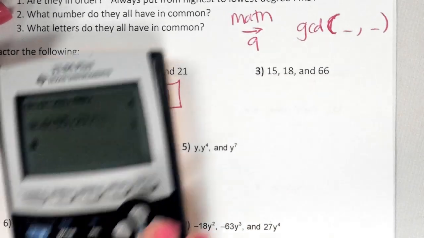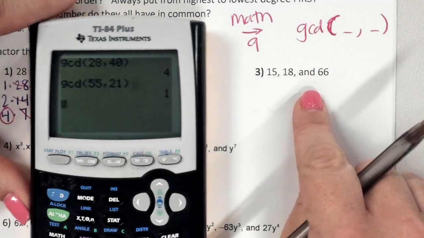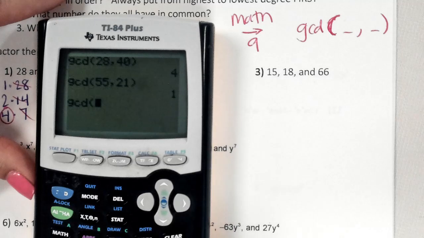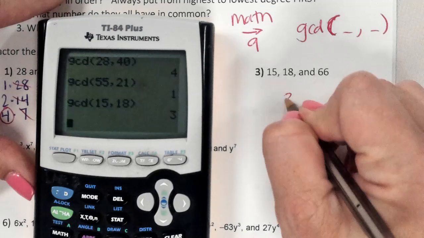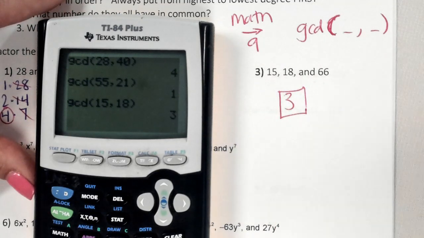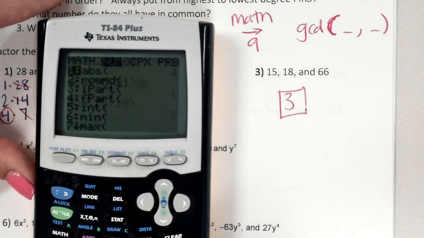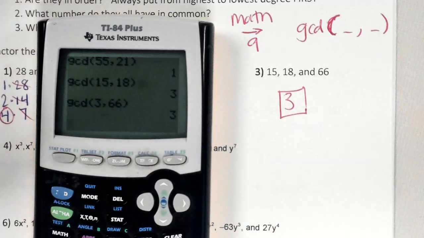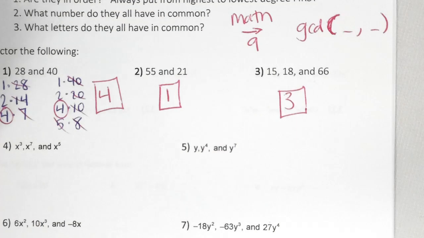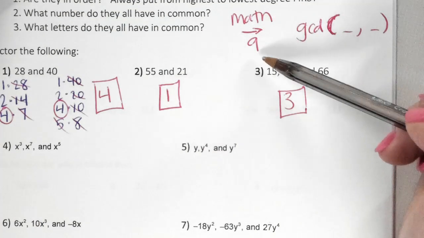Okay, so now I said we can only type 2 in this. So to do this one, I'm going to show you math, right, 9, 15, comma 18. And there's 2 ways to do it. We know that 3 is the GCF. Does 3 go into 66? Then 3 is your answer. Or if it's something that you're not sure about, you do math, right, 9 again. You take your GCF of the first 2, comma your third number, and it'll give you the final GCF, which is still 3. Okay? Any questions with the calculator trick? So math, right arrow, number 9.